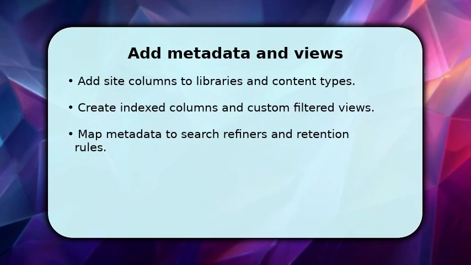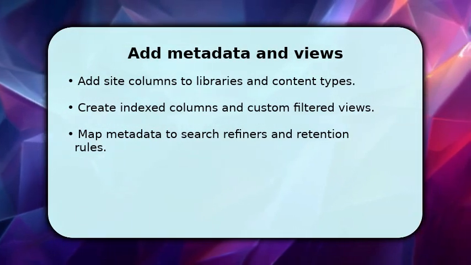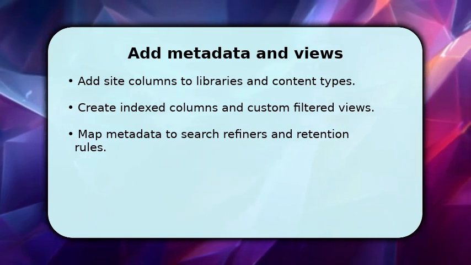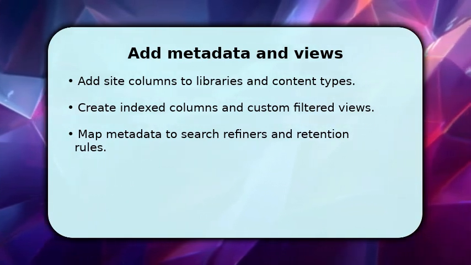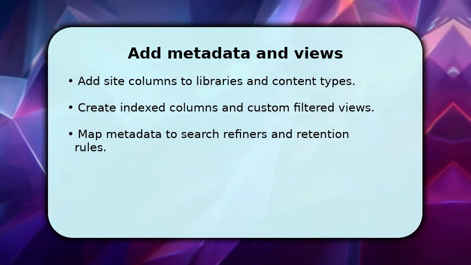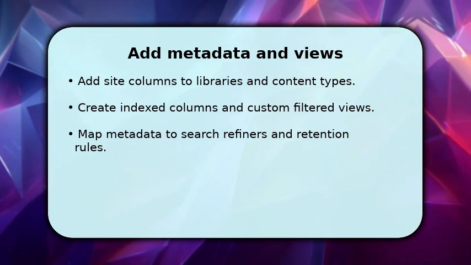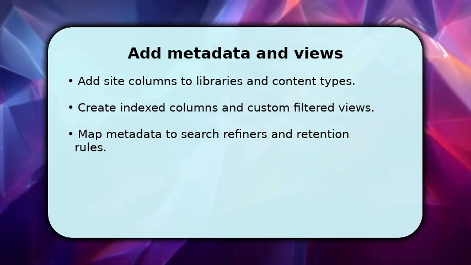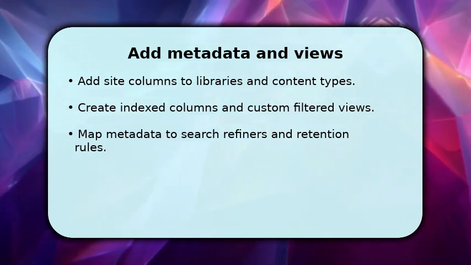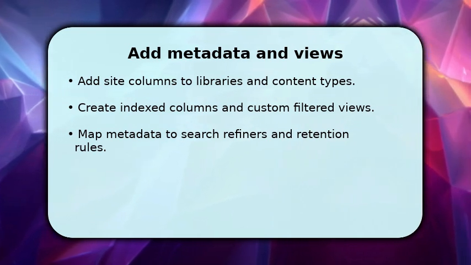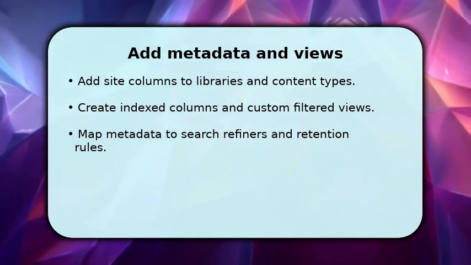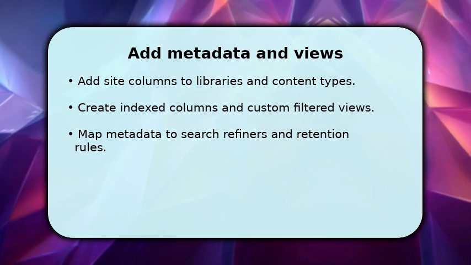Next, add those site columns to relevant libraries or content types. This ties metadata to documents automatically. Once added, index frequently queried columns to speed up filtering and build custom views that combine filters and sort order for teams. Then map key metadata to search refiners and configure retention or label policies if needed. This improves discoverability and governance.